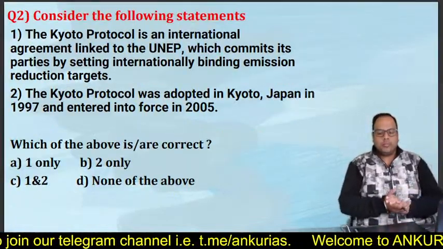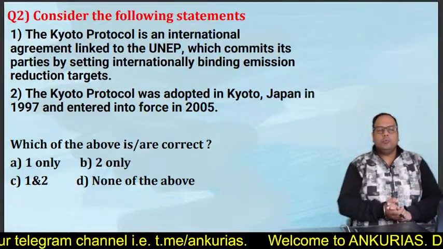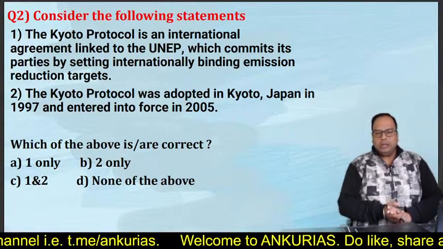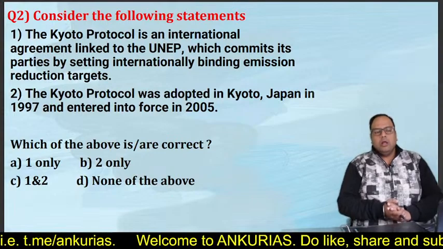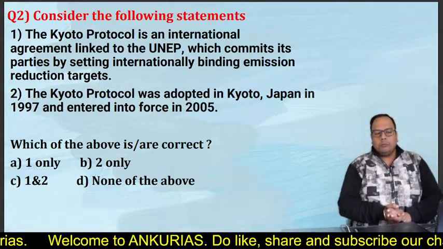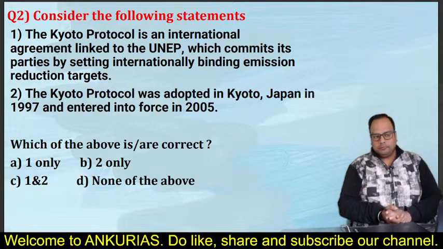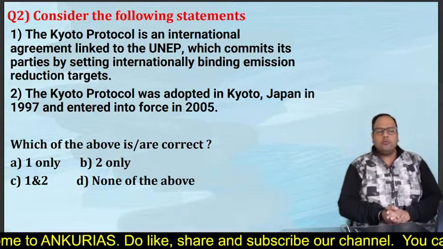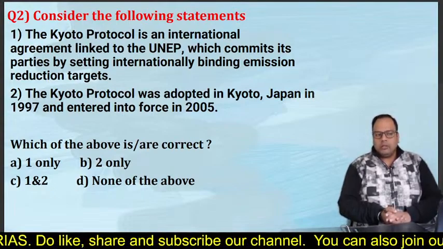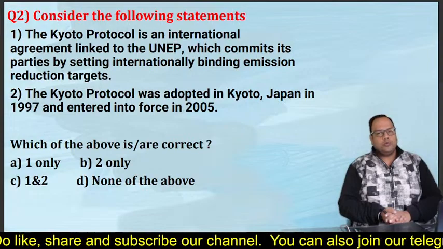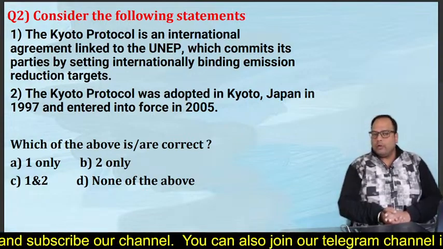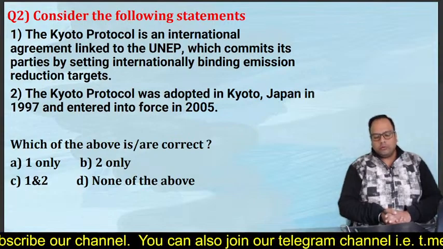Next question. The Kyoto Protocol is an international agreement linked to the United Nations Environment Programme which commits its parties by setting internationally binding emissions reduction target. Kyoto Protocol was adopted in Kyoto, Japan in 1997 and entered into force in 2005. Which of the above statement is or are correct? One only, two only, one and two, none of the above.